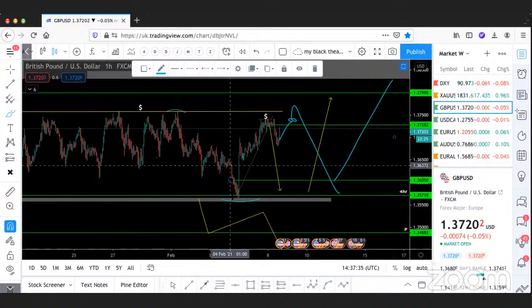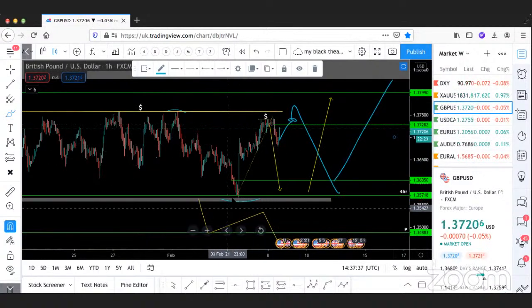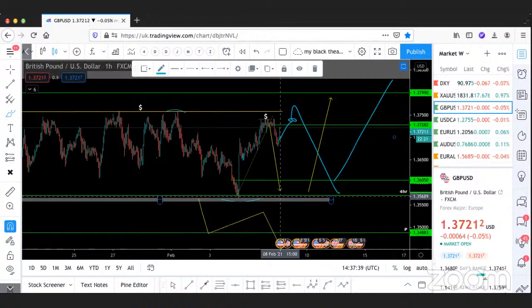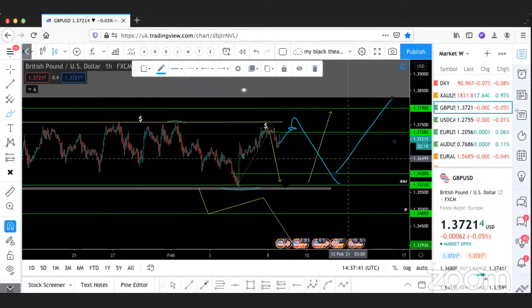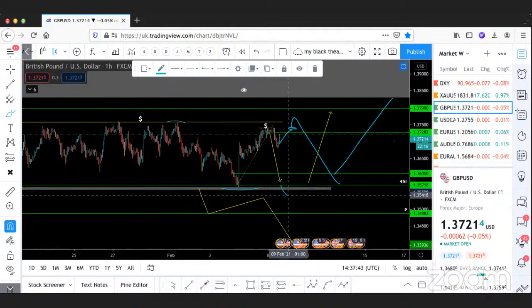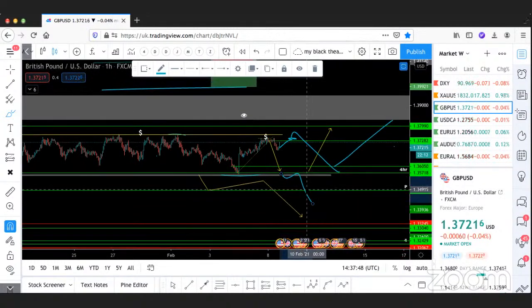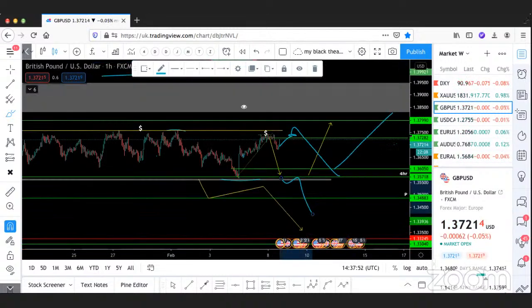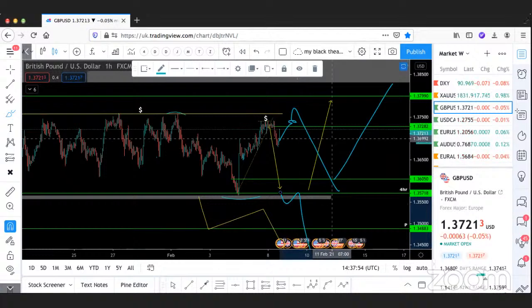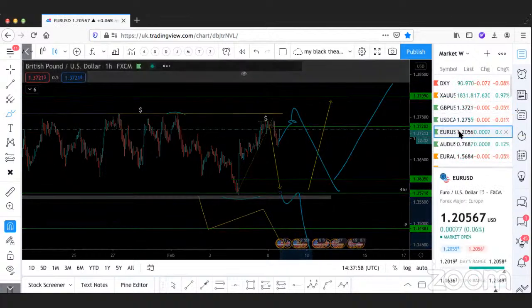Failing that, if GBPUSD takes this low, then possibly we could anticipate GBPUSD to run lower, towards the target set down that we have here, the first target and further down. So this is what we could anticipate on GBPUSD. Let's move on to EURUSD.